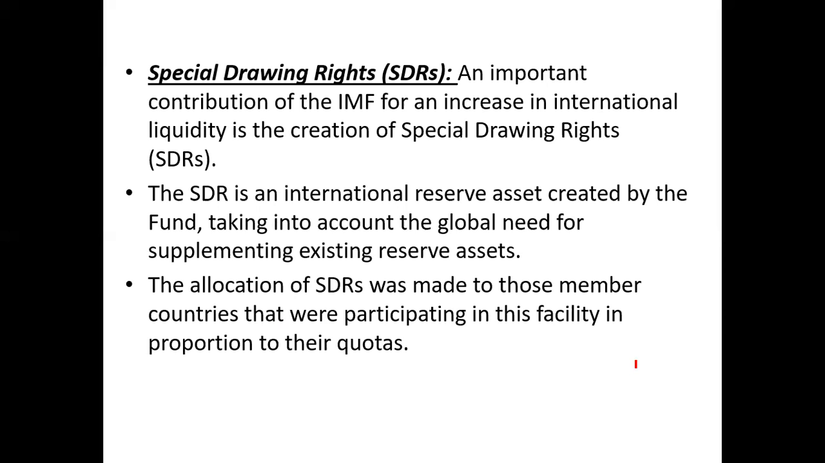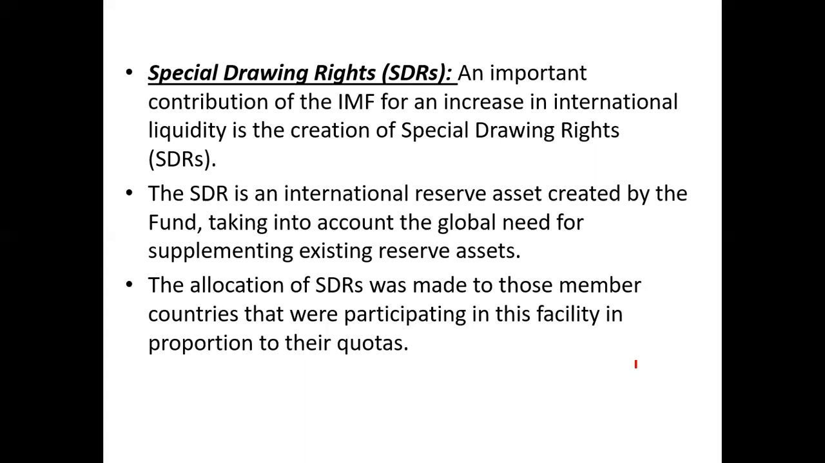The allocation of SDRs was made to those member countries that were participating in this facility in proportion to their quotas. So SDR, special drawing right, was given to member countries on the basis of the proportion of their quotas. So how much a country contributes to the IMF fund, based on that, the allocation of SDR could be made.